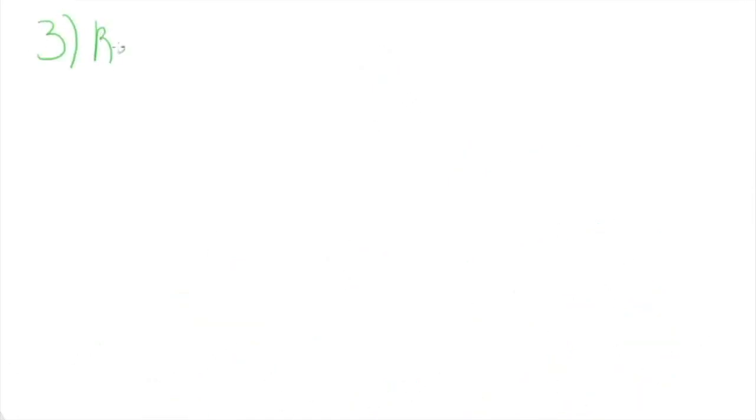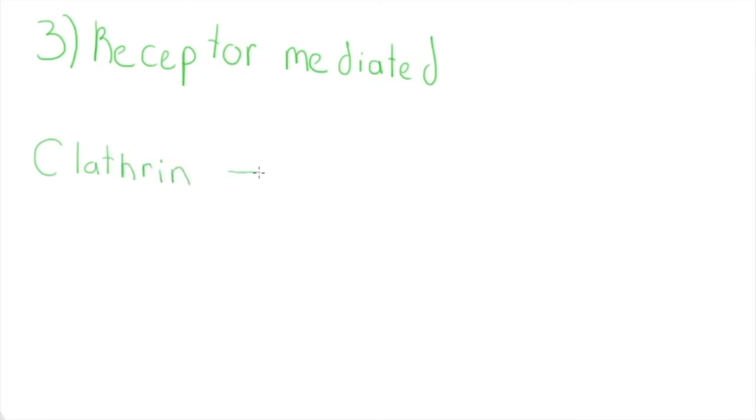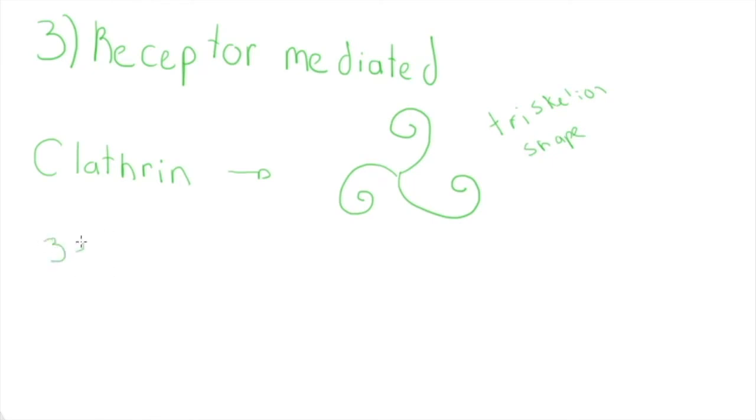And the third one is receptor-mediated endocytosis. How does receptor-mediated endocytosis work? Well, first off, this mechanism allows specific molecules to enter the cell even when the concentration of these molecules in the extracellular fluid is low. But we have first to understand what clathrin is. Clathrin is a protein complex that forms a triskelion and has no affinity with the plasma membrane.